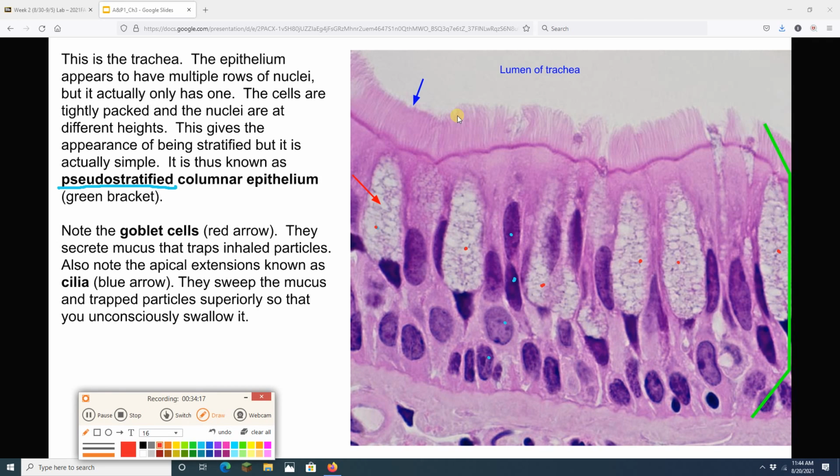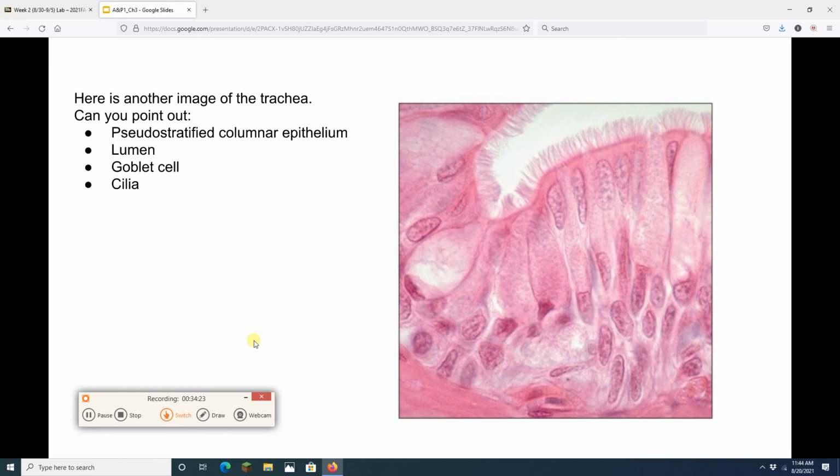All right, folks, we are so close to being done. Last but not least, I have a final quiz for you. I want you to see if you can find me a goblet cell, pseudostratified columnar epithelium, a lumen, and some cilia on this picture right here.